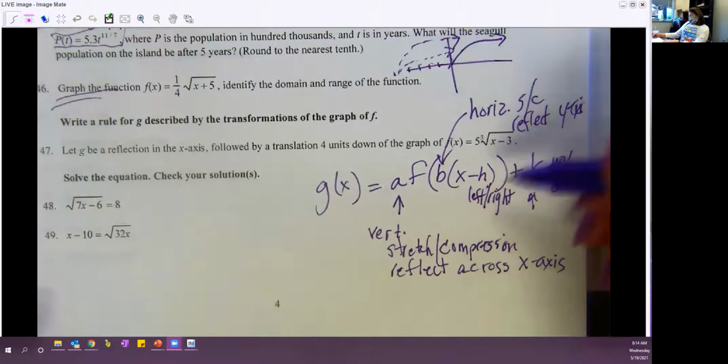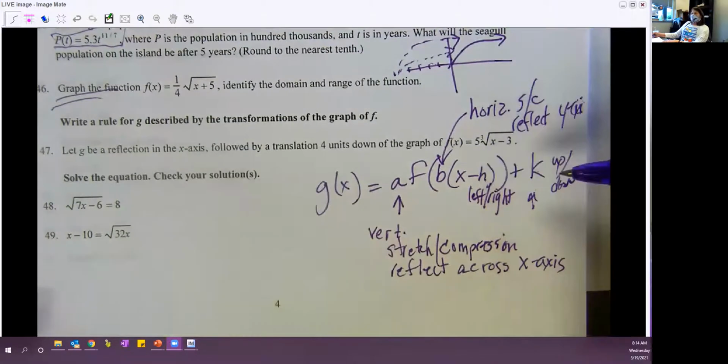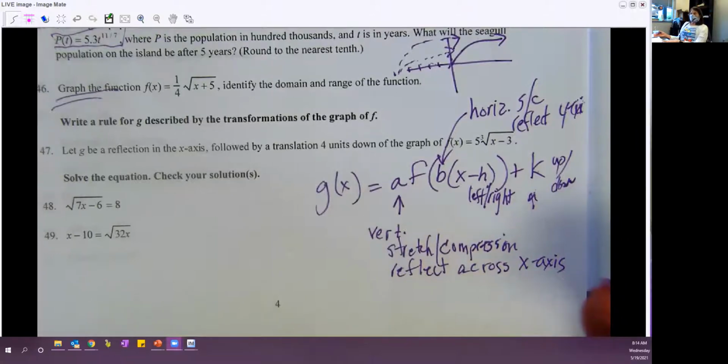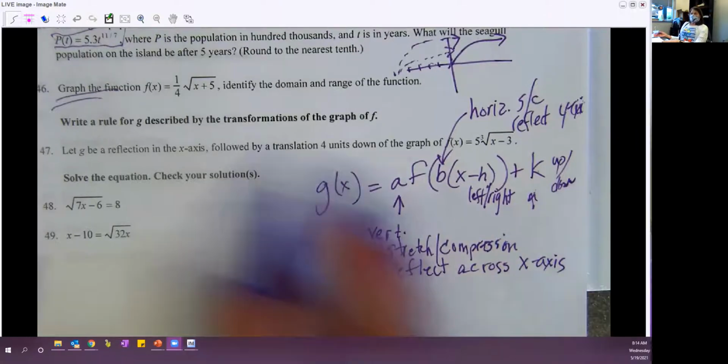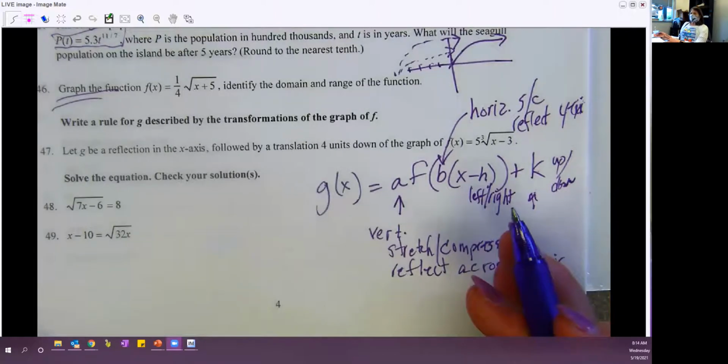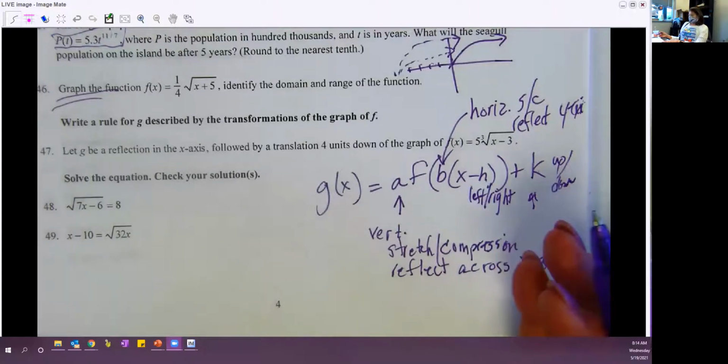When we get to trig, we call the H and the K something different because it's a phase shift. You don't move a trig function to a new place on the graph the same way you do other parent functions, but it's still the same pattern. And we stick to this for this year, for next year, and for calculus.